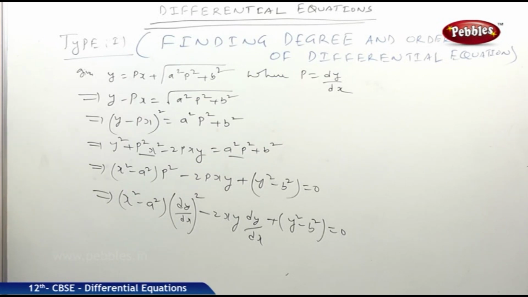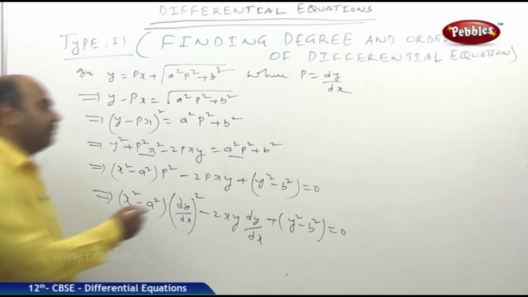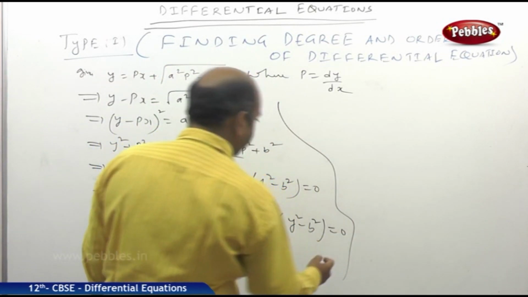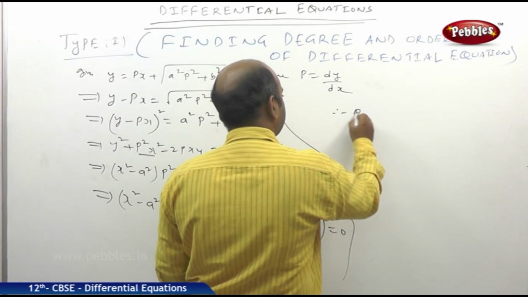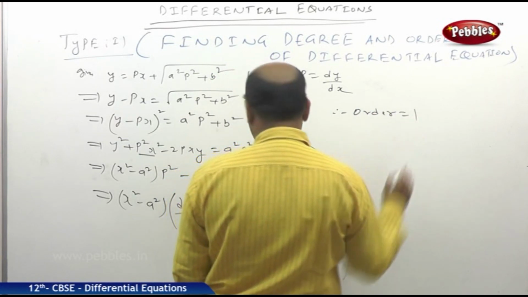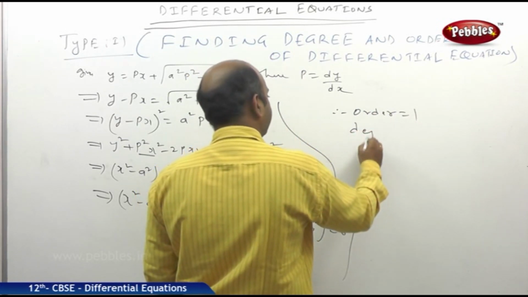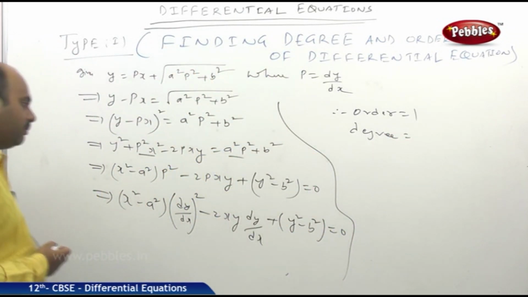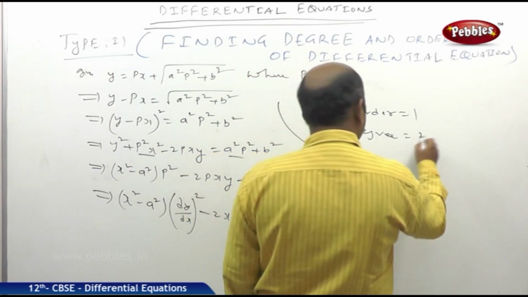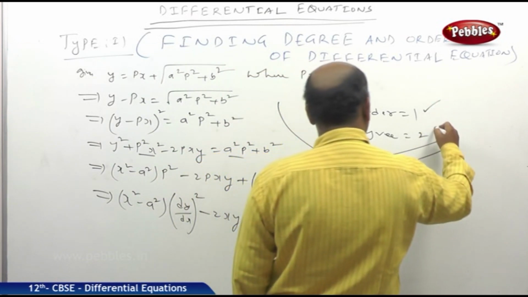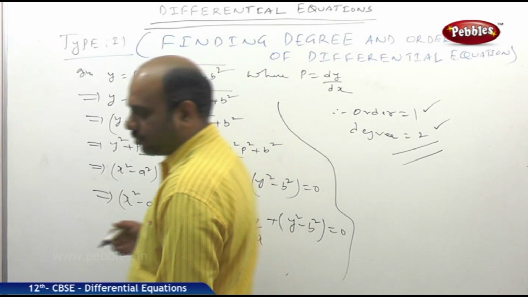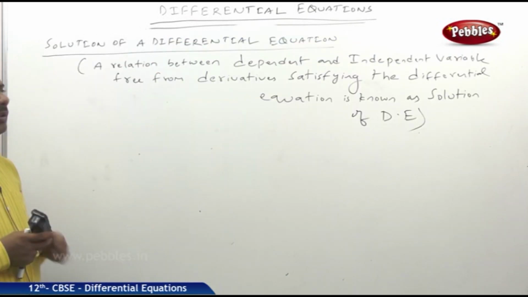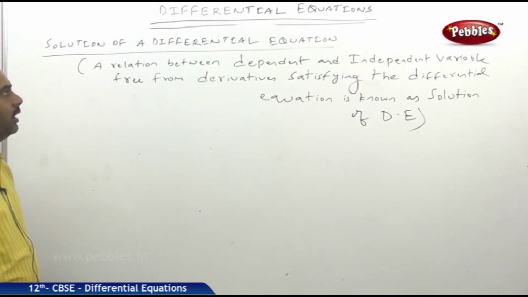Now if you observe carefully, again we are getting a differential equation whose highest derivative is dy by dx. Therefore order is 1, and degree means the power of the highest order derivative, dy by dx. The power of dy by dx is 2. Therefore order is 1 and degree will be 2. Please copy. Now we shall see what we mean by the solution of a differential equation.